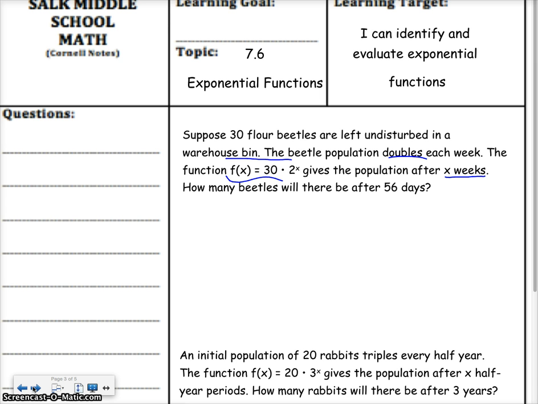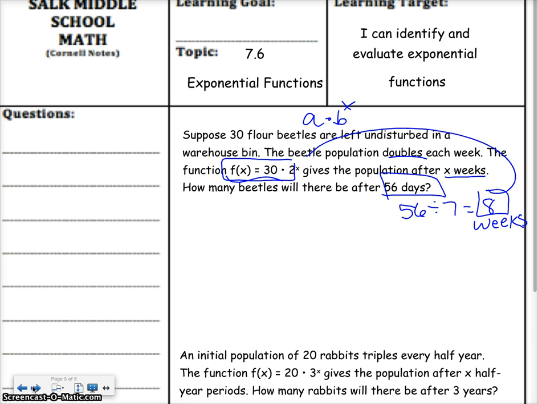So this is an exponential function because it looks like a times b to the x. So a is my 30, b is my 2. And now I have to evaluate for 56 days, but this is weeks. How many weeks are in 56 days? 8 weeks, because you go 56 days divided by 7 days in a week is 8 weeks. So I'm really evaluating this exponential function for 8. So I'm going to plug this 8 into the equation. So it's going to be 30 times 2 to the 8th.